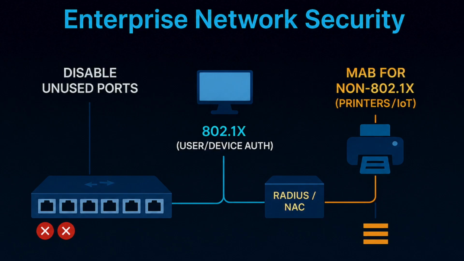802.1X can be implemented using solutions such as Cisco Identity Services Engine. This adds a strong access control layer at the point of connection. Some devices, such as printers, IP phones, or older equipment, may not support 802.1X. In those cases, MAC-based authentication can be used, where the network checks the device's approved MAC address before granting access.